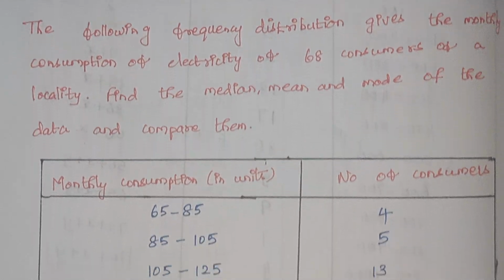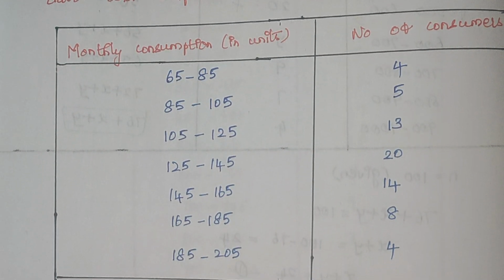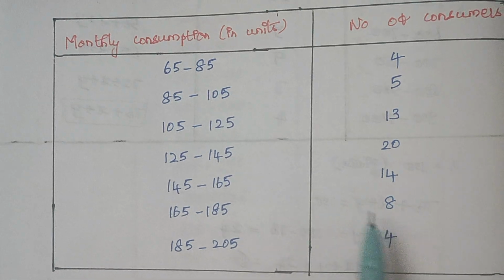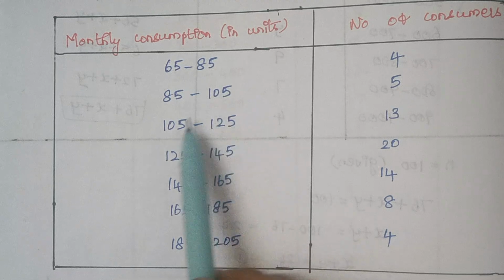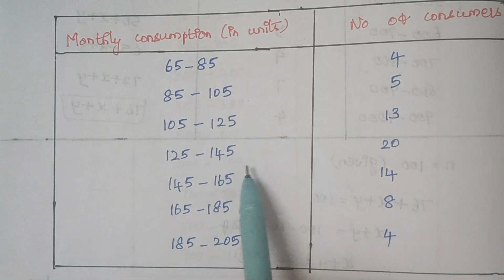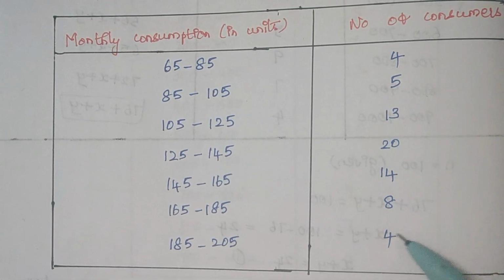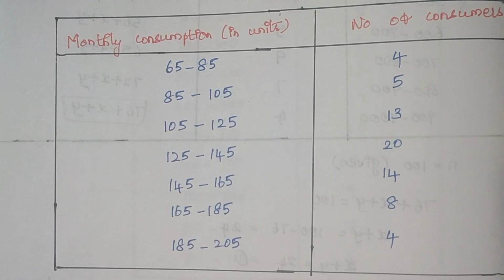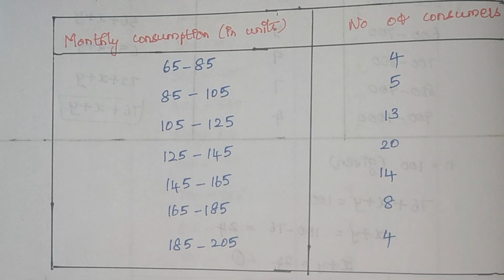So here this is the monthly consumption and number of consumers. When you look at this class interval, you see they are even, right? 65 to 85, 85 to 105, 105 to 125. So it's good. And when you look at the number of consumers, the numbers are randomly placed. They are not perfectly arranged. So this is the value of frequency which is given in the tabulation.